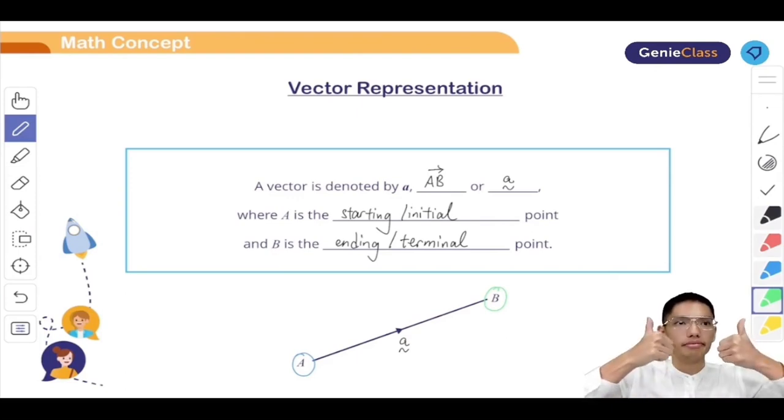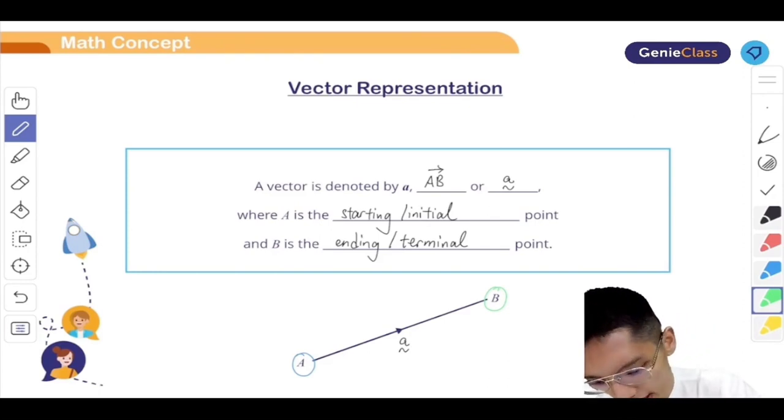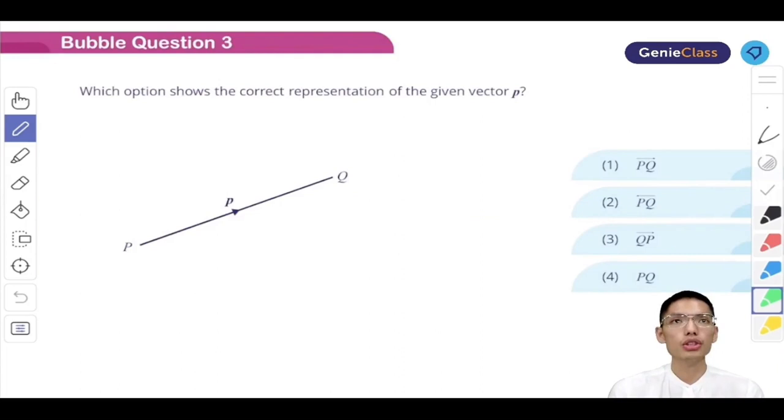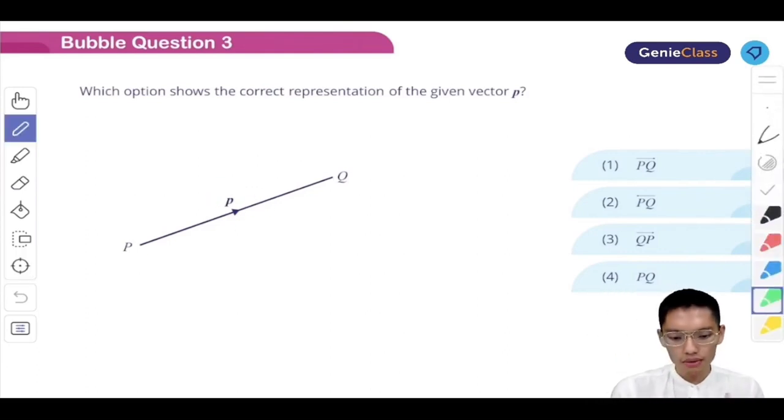Okay, all good? I hope that you guys are getting this, because to understand vectors, you have to get the terminologies first. Now let's see whether we can get the understanding. Which option shows the correct representation of the given vector P? So P is this vector here. How would I represent it? Remember the arrows denote the start and end, so from one to the other.